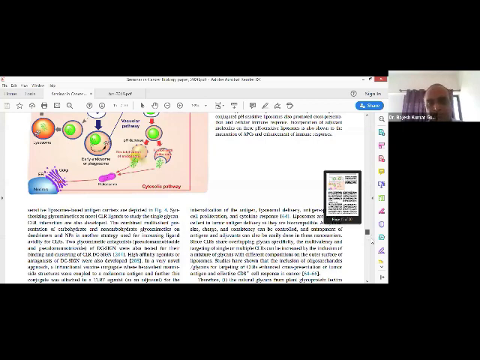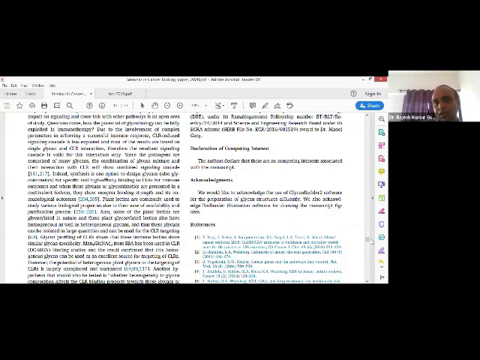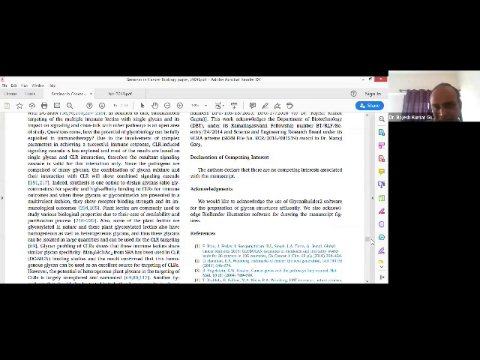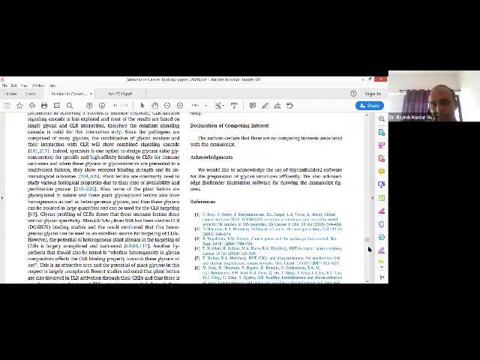And finally, we have given the declaration of competing interest, funding, and then acknowledgements, and the file number of the manuscript project is mentioned, and then references are there. So references are organized by EndNote. So with this, I would like to stop myself, and thank you for your patience in listening.